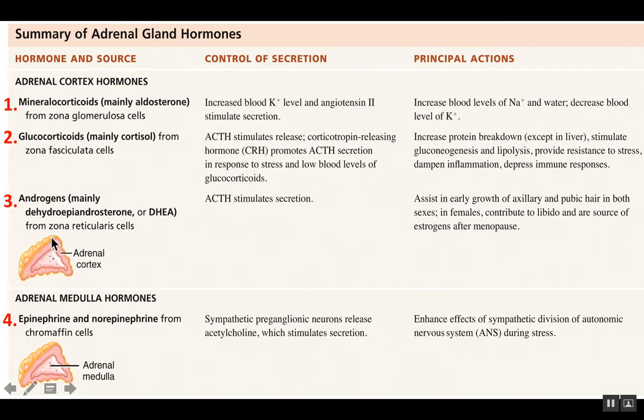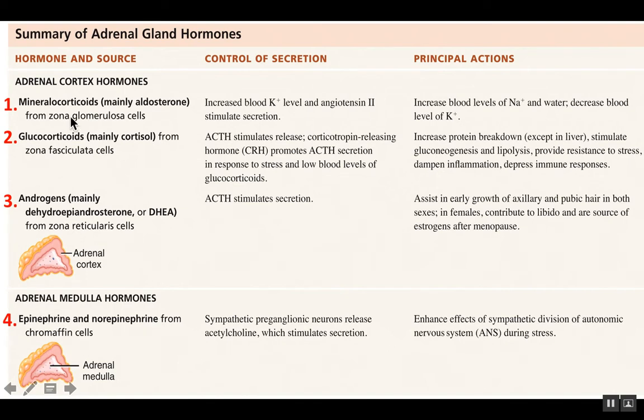So these are four layers moving from superficial to deep. The first three layers are found in the adrenal cortex. The deep layer is in the adrenal medulla.